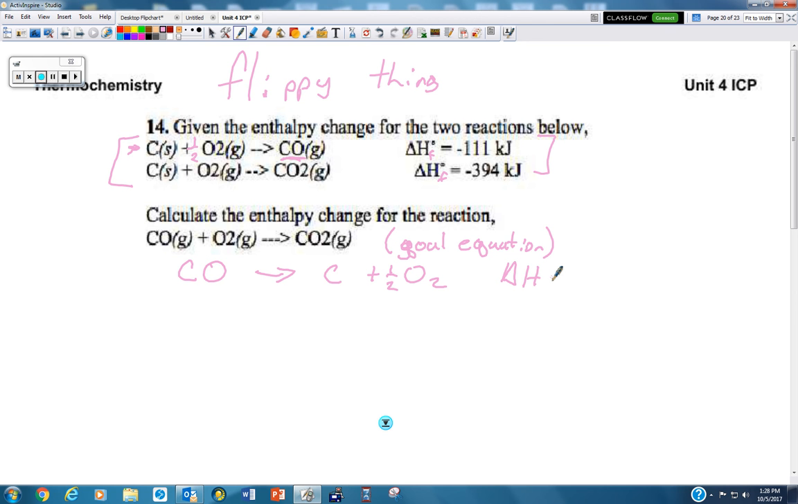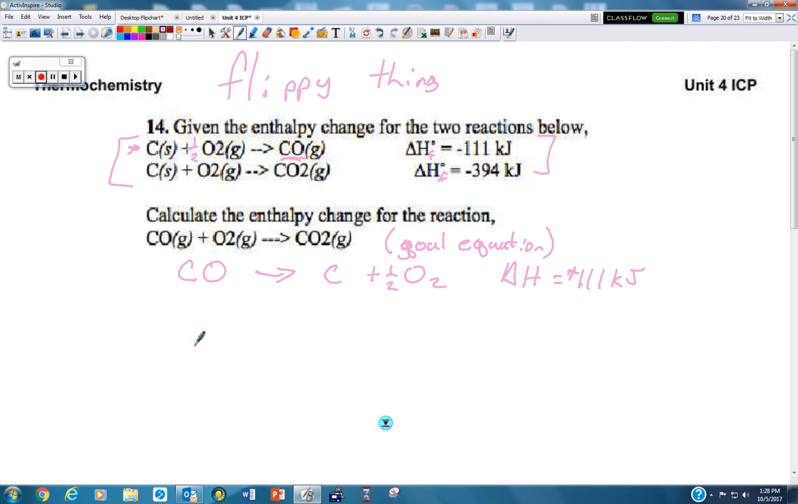It flips it, or essentially it changes the sign. That's correct. So instead of having a negative 111 kilojoules, we have a positive 111. Go ahead and get in the habit of putting the sign for positive and negative on this, because remember, that's just telling us direction.